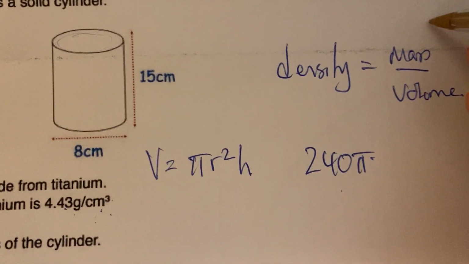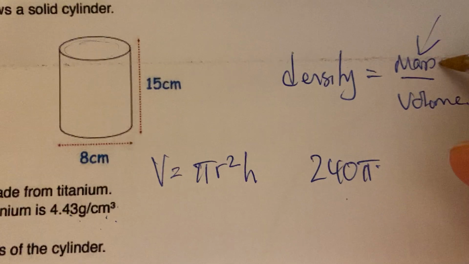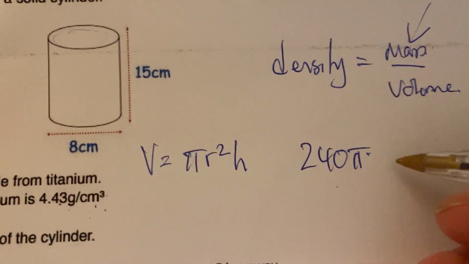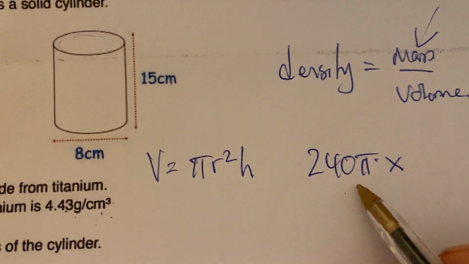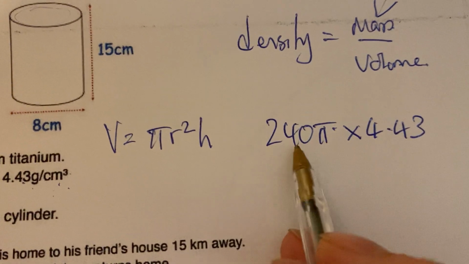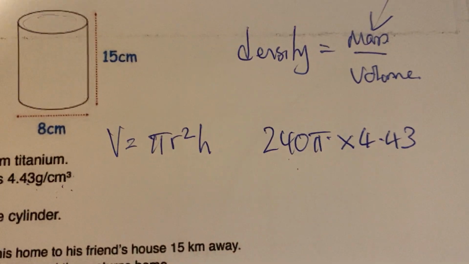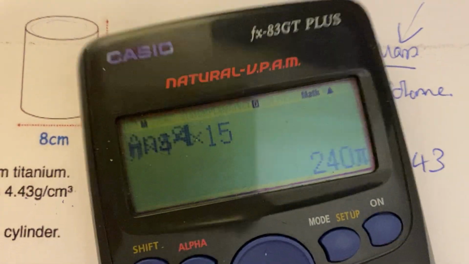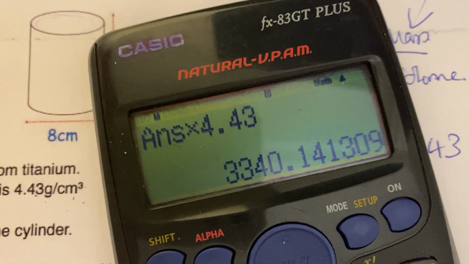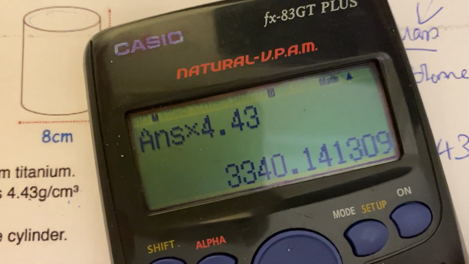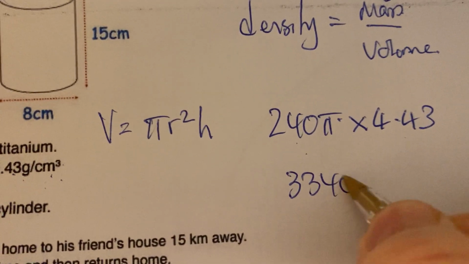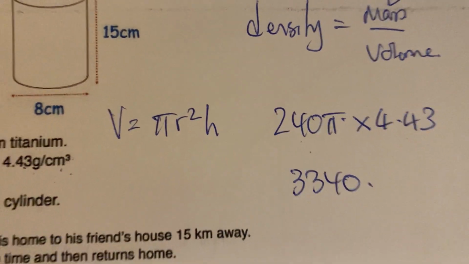Because mass here, if you look at this, mass is density times volume. So I would do that. Every 1 centimeter cube carries this amount of density. So I've got that lot of this. So there we go, boom, times by 4.43 equals, and now I'm going to put it into that form, 3,340 to 3 sig fig. They wanted to 3 sig fig.